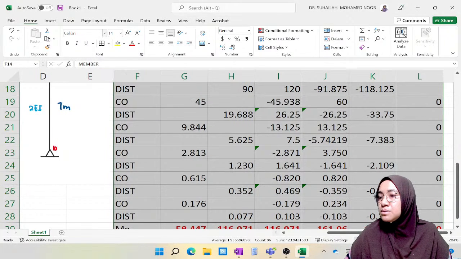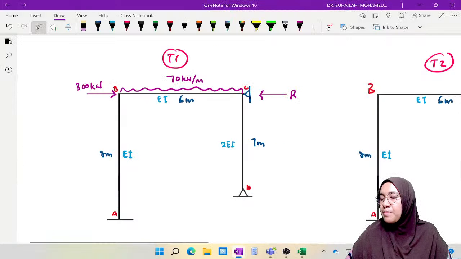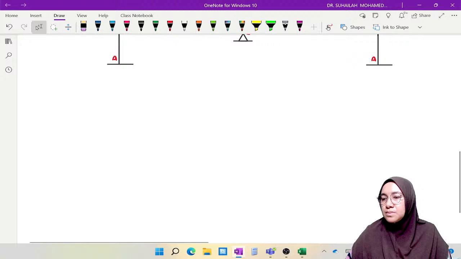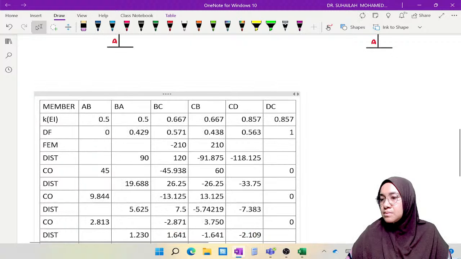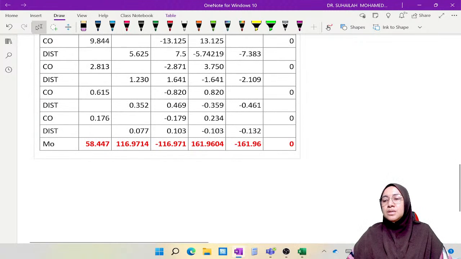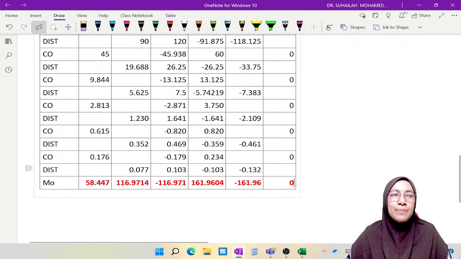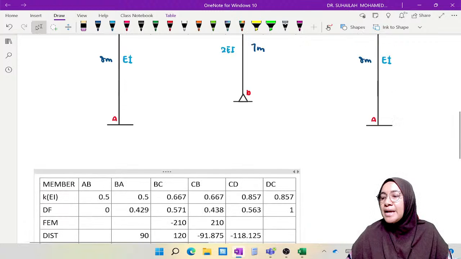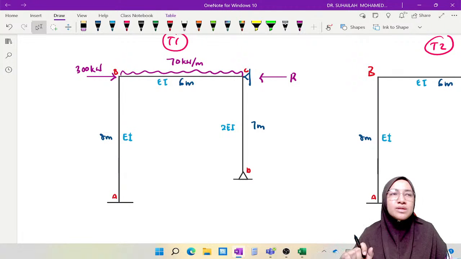Okay, so I want to copy this. So move back to this. Okay, so now you can see. This is all the moment M naught. M naught means the member end moment for table number 1, non-side sway frame. So we refer to the first diagram, the diagram for table number 1.